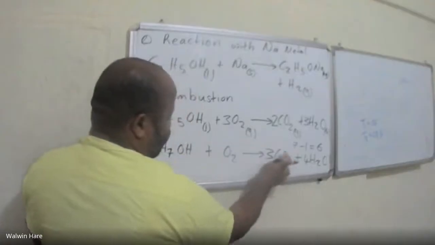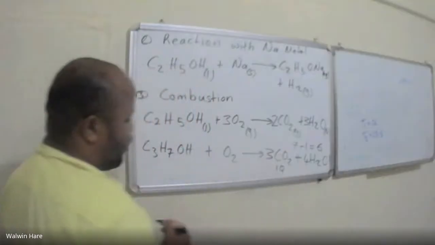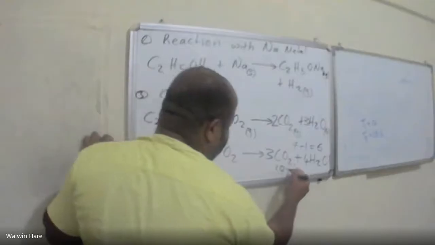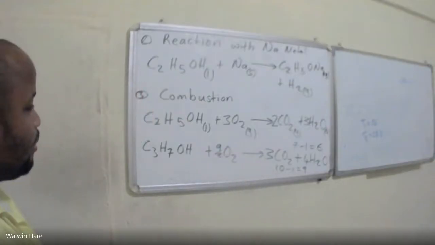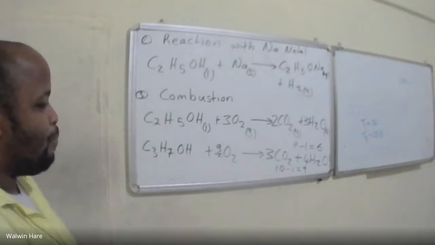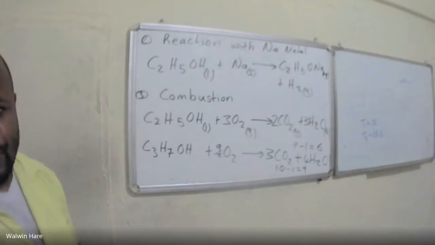How many oxygen is here? 6. And how many is here? 4. That's a total of? 10. What happens next? -1, that is 9. So what goes here? 9/2. That is correct. Wonderful. All right, so that's combustion for you. When you're finished, we will look at the other reactions.